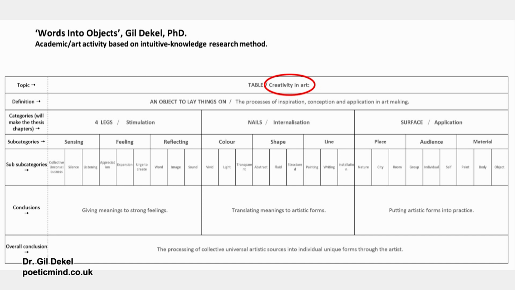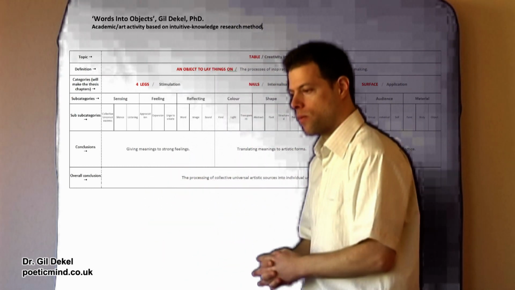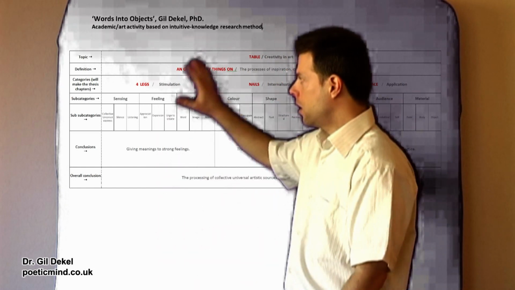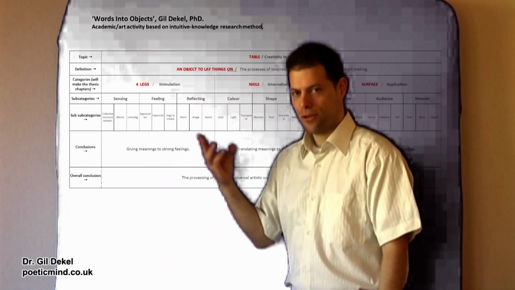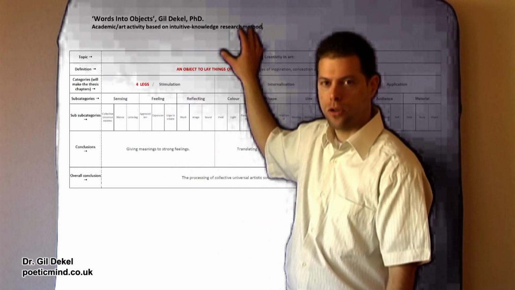But the topic could be something as simple as a table. It could be a table. You want to tell me, Gil, I want to do a research about a table. I want to do an artwork about tables. Why? Because that's what interests me. So you get 3 minutes only when you're doing a PhD to come up with your topic, which is the subject which you are going to research.